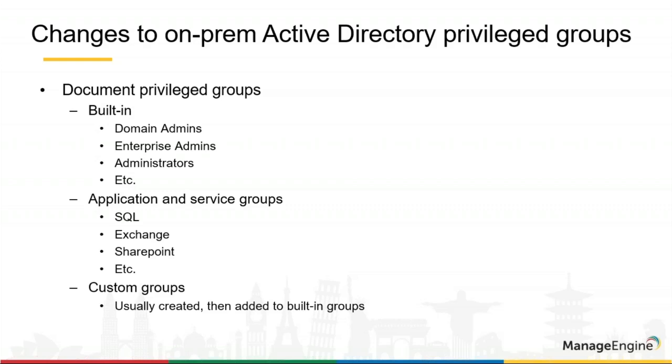A second type of privileged group in Active Directory are what I call application and service groups. These are groups that are installed and configured when you install the application or service. Examples would be those for SQL Server and Exchange Server and SharePoint Server and the like. A third type of privileged group are those groups that you create, you the administrator. You just create a name and you create a group. And then you start putting these groups in other groups, you put users in these groups and then give them delegations and permissions. So these are the 3 types of groups that you need to document.